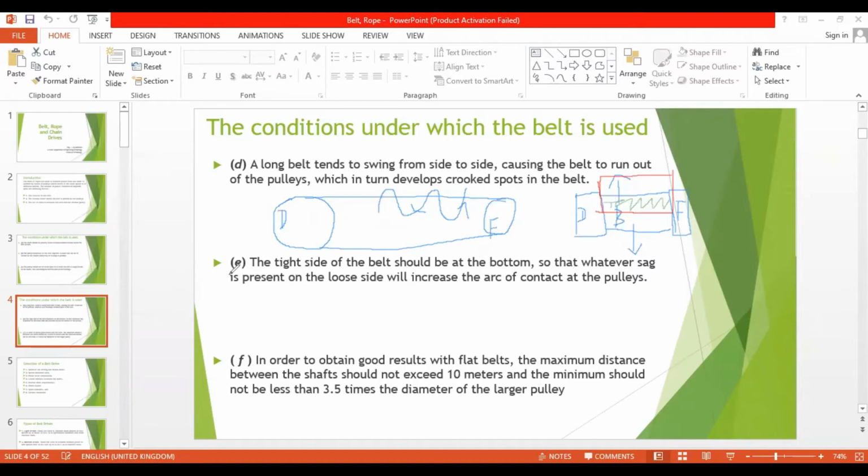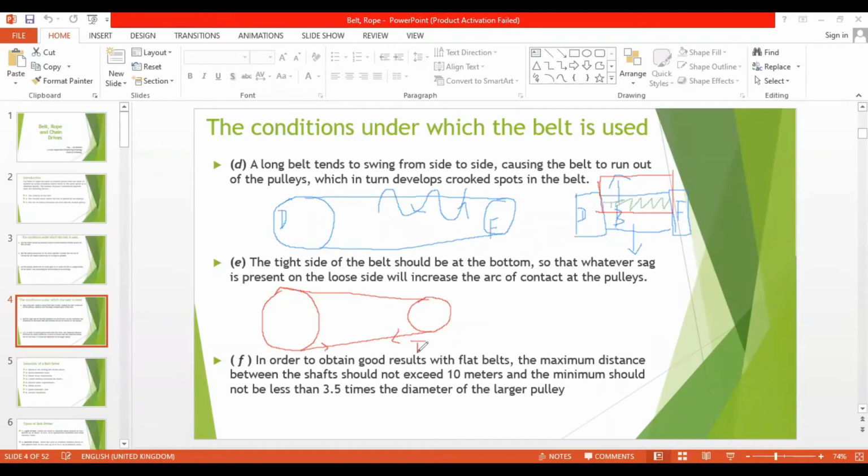Then the tight side of the belt should be at the bottom, so that whatever sag is present on the loose side will increase the arc of contact of the pulleys. I've already told you what the arc of contact means: it is the contact between the pulley and the belt. I told you there would be a difference in tension. One side would be tight and the other loose, and we'll see which side is which.